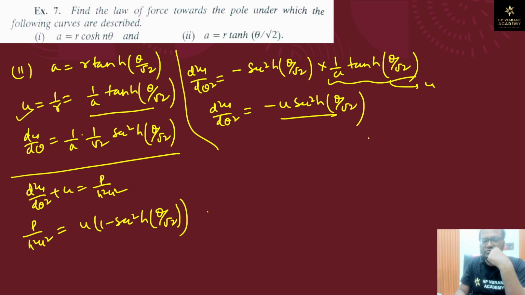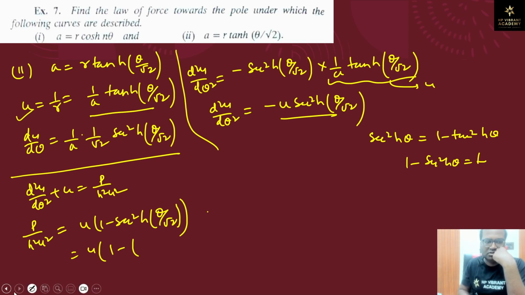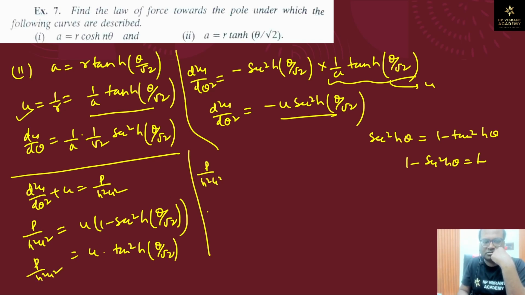So we have sech square theta is equal to 1 minus tanh square theta. So we have 1 minus sech square theta is equal to tanh square theta. So this is equal to u times tanh square theta upon root 2, which equals P upon h square u square. So we have P upon h square u square is equal to u times tanh theta upon root 2, which is ua. So u into ua whole square.